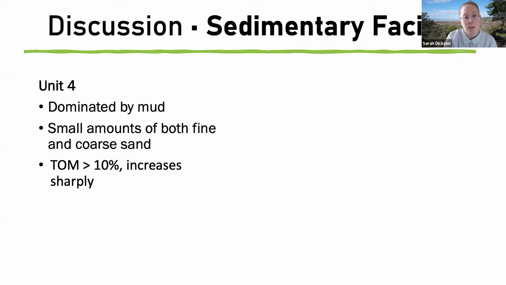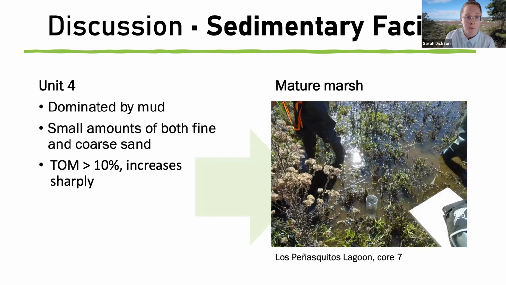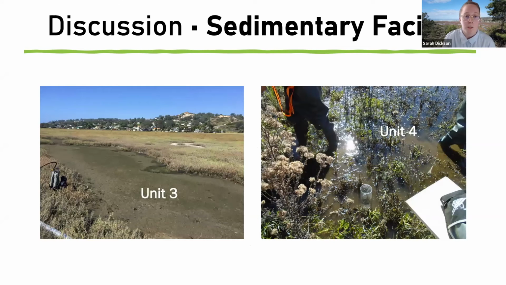Lastly, Unit 4 is the natural continuation of Unit 3, with even finer grains dominated by mud. The total organic matter exceeds 10% and increases sharply near the surface, which means we have a lot more vegetation. We also see this unit at the top of core 7, and so can confidently interpret it to be a mature marsh. Mature just means that the vegetation is more developed, and we can see that clearly in this comparison between the two core sites. The soil at the Unit 4 area is also spongy and peaty due to the decomposition of years of vegetation.